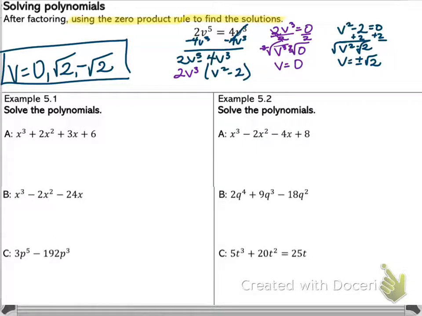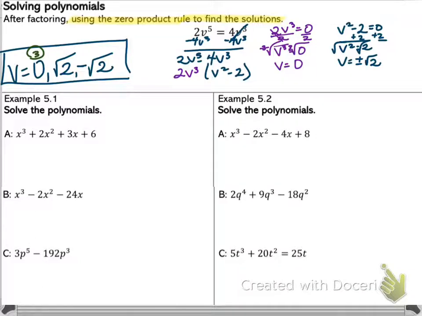If you're in honors, you should probably know that the 0 has a multiplicity. Let's see if I can write it here. It has a multiplicity of 3. There we go. And that's it.